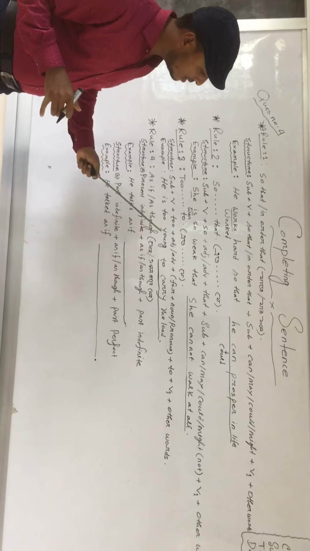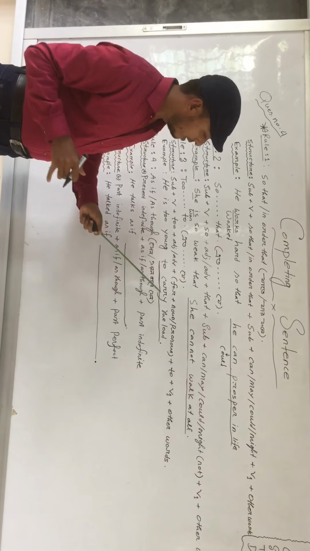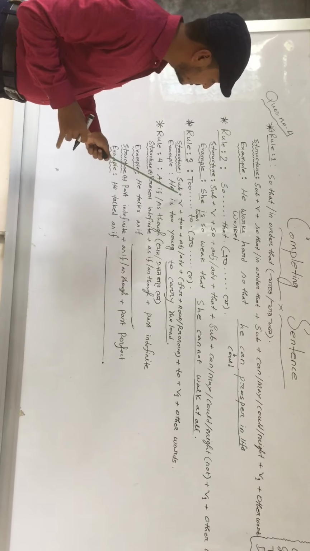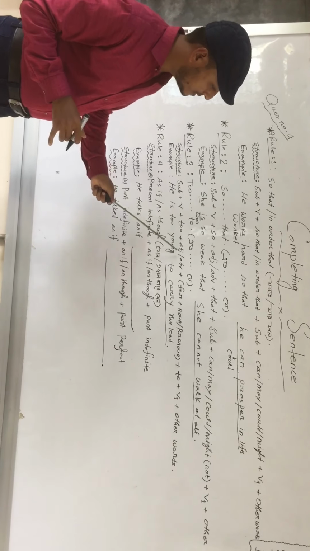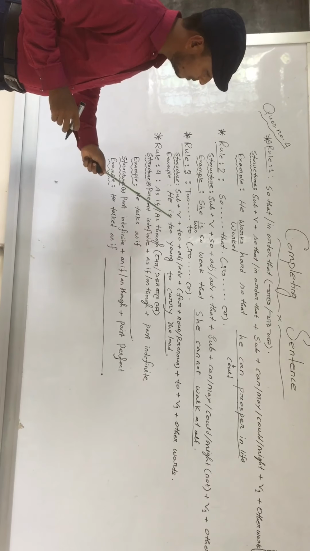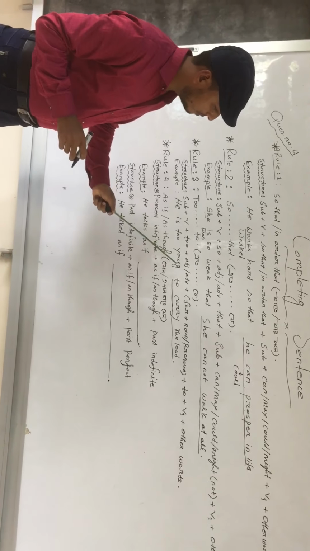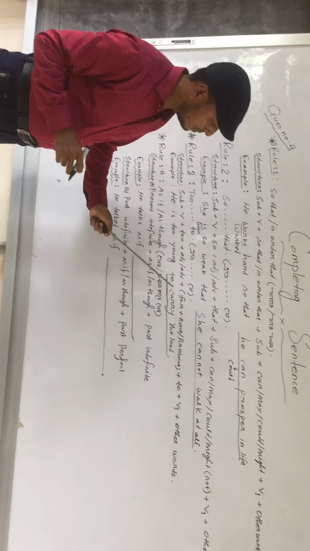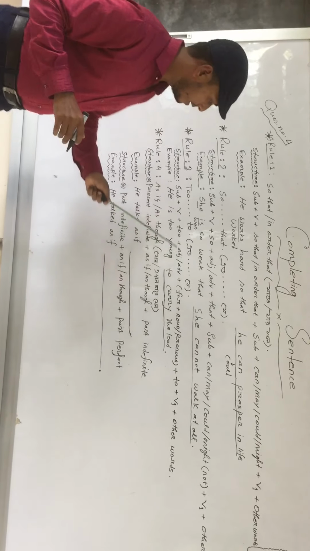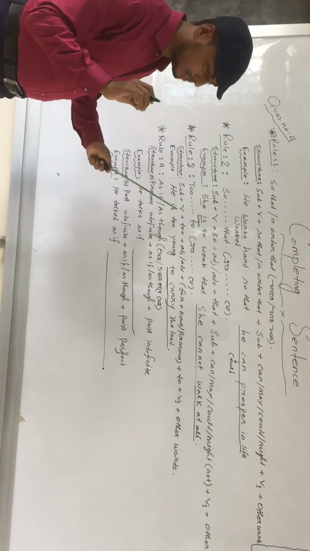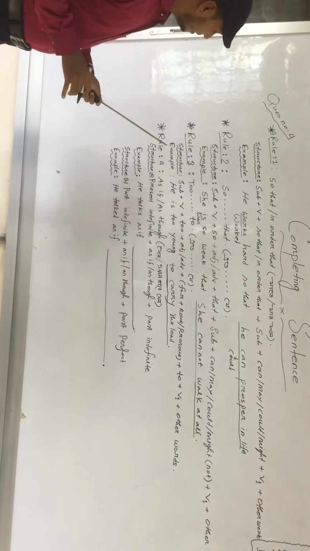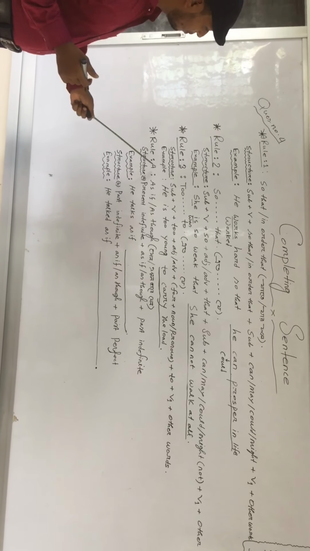He is too young to carry the load, and you have to memorize this structure: subject plus verb plus too plus adjective or adverb, then to plus V1 plus other words. If you memorize this structure, you will be able to solve this. Now let's go to rule number 4.